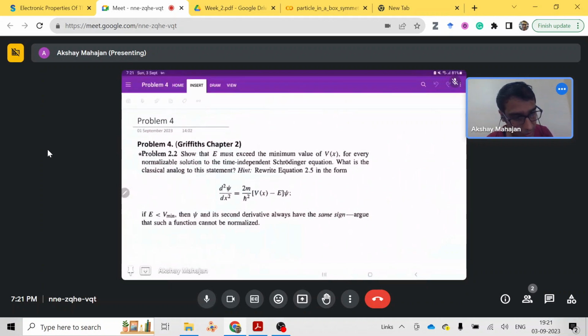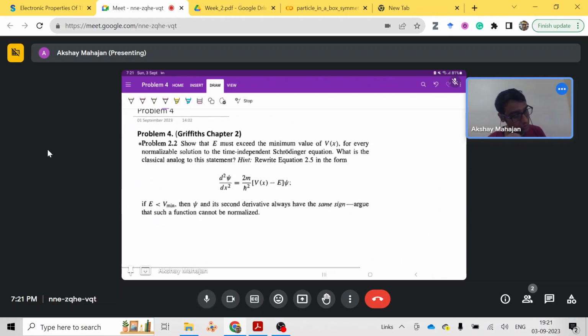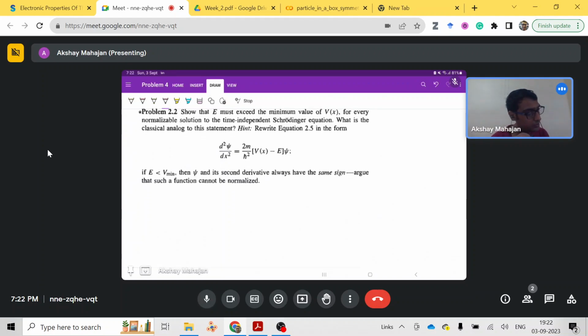And let's go to problem number 4. Problem number 4 is: show that E must exceed the minimum value of V of x for every normalizable solution to the time independent Schrodinger equation. What is the classical analog to this statement? So we have to prove that, to get a normalizable solution of this time independent equation, our energy E must exceed the minimum value of whatever our V of x is going to be. The hint is also provided here.